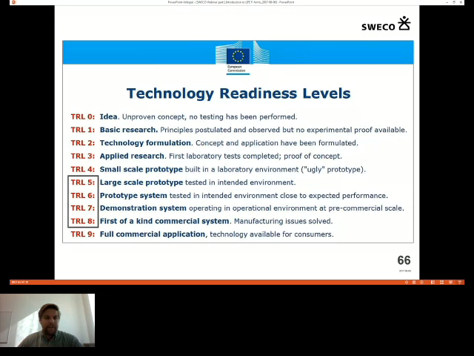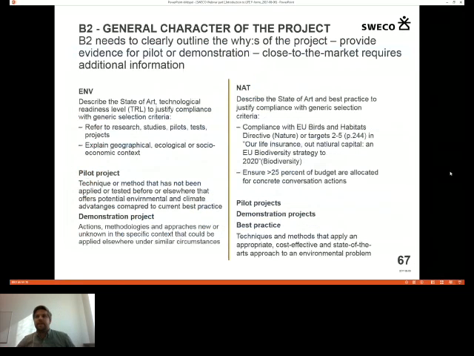So anything in between will fit, and you will need to look into your technology or your solution that you want to present in the LIFE project, and see where the solution is located in the scale. It's always good to refer back to the technology readiness levels, because this gives a possibility for the European Union to compare your project to other projects, and it will help them. So keeping this in mind, in the general character of the project, the second question, we need to outline the whys of the project in particular, and we need to provide the evidence for what is a pilot now or what is a demonstration.